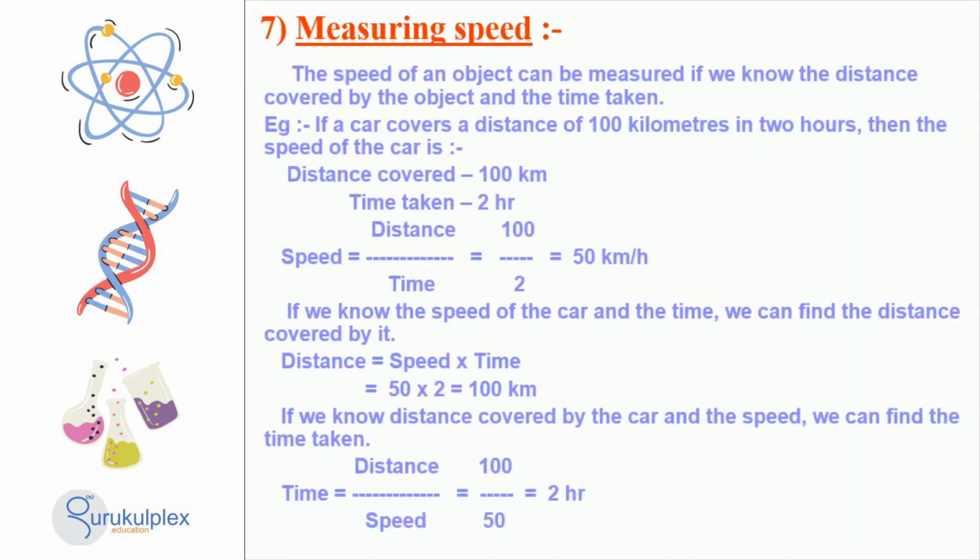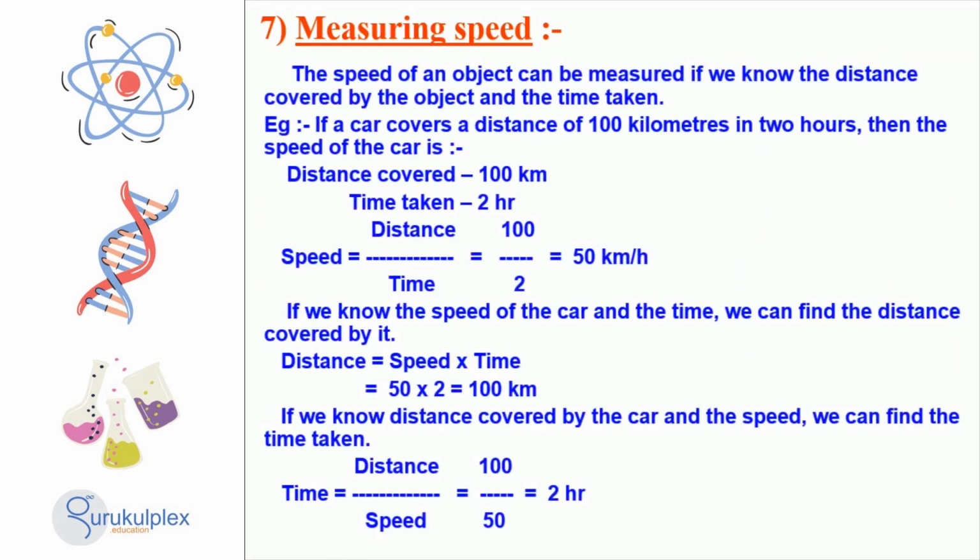Speed is an important factor in modern life, and it can be measured in multiple ways. It is calculated by dividing the distance an object travels by the amount of time it takes to cover the distance. For instance, a car that goes 100 kilometers in 2 hours would have a speed of 50 kilometers per hour. Furthermore, both the speed and the time can be used to calculate the distance traveled, and likewise, the distance and speed can be used to compute the time taken.